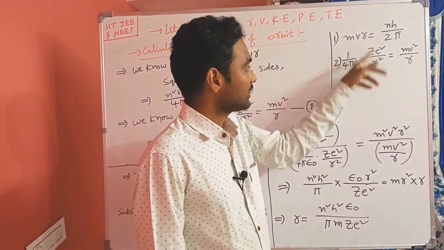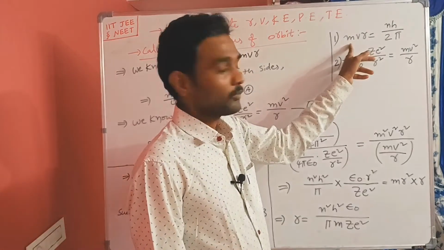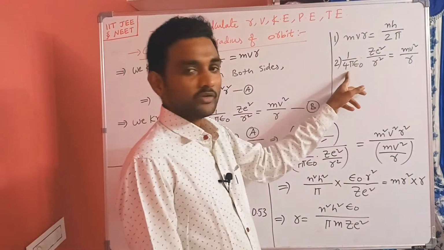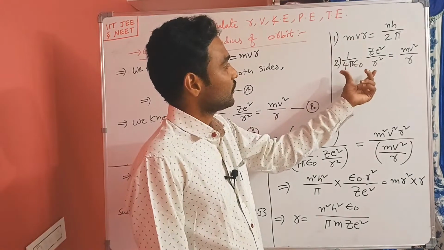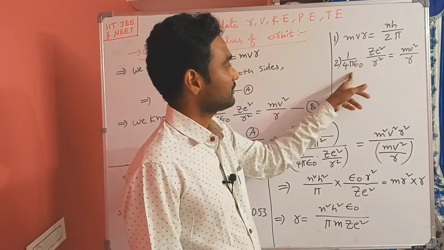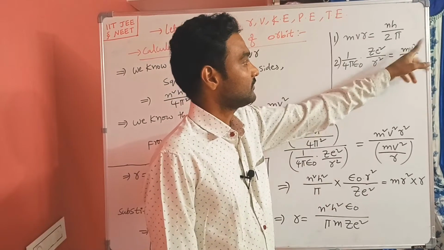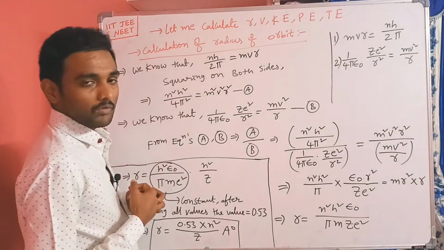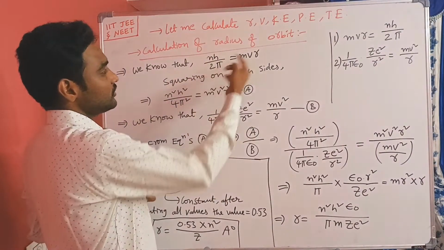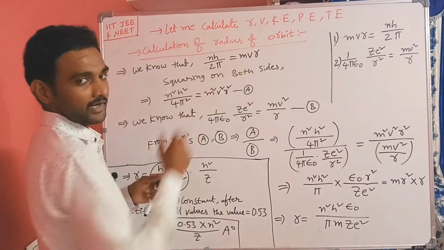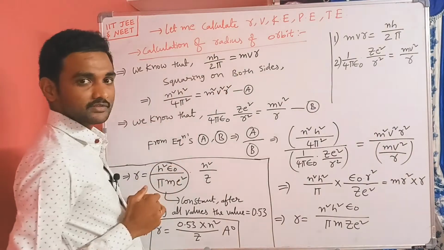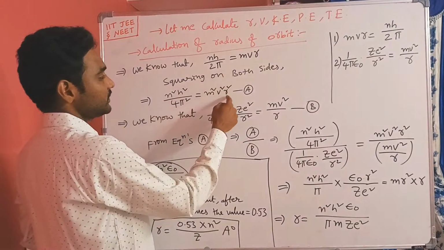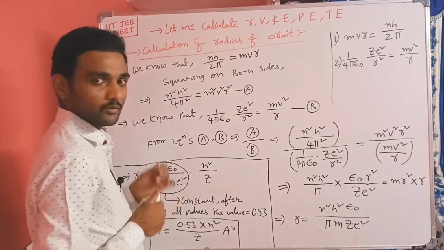Already we calculated these two in the previous class. See, Bohr's quantization condition is mvr is equal to nh by 2 pi, and this also we calculated. Electrostatic force is equal to centripetal force: 1 by 4 pi epsilon naught into z square by r square is equal to mv square by r. Now let me calculate radius of orbit. We know Bohr's quantization condition nh by 2 pi is equal to mvr. Now squaring on both sides, then n square h square by 4 pi square is equal to m square v square r square.